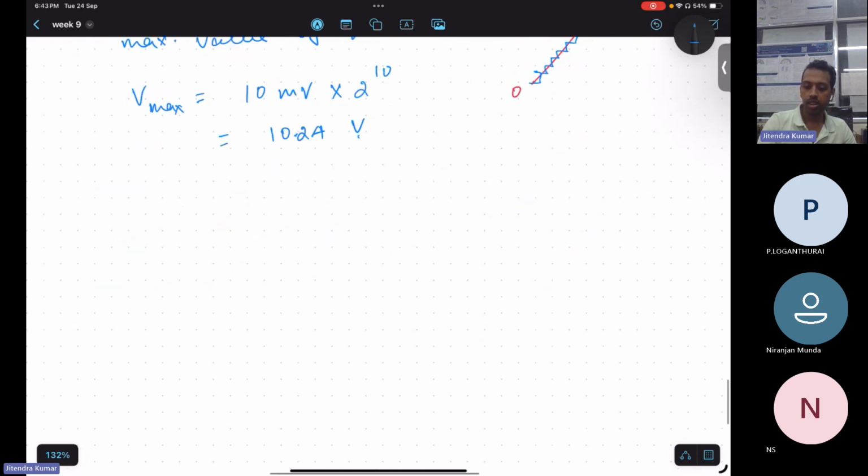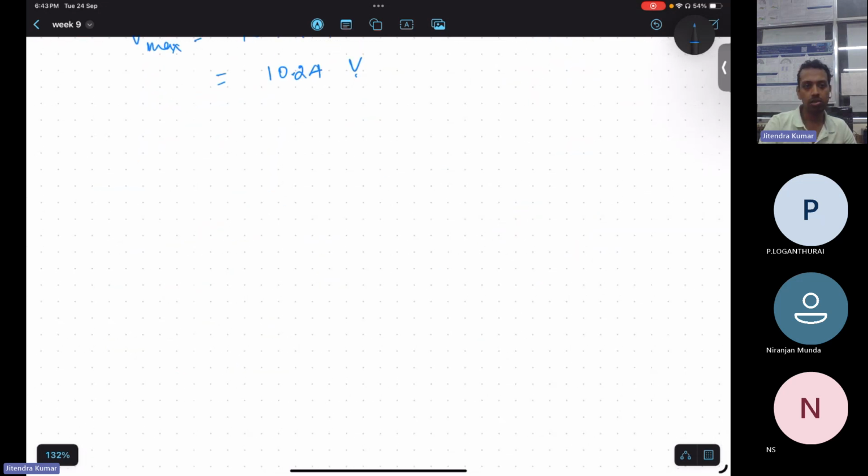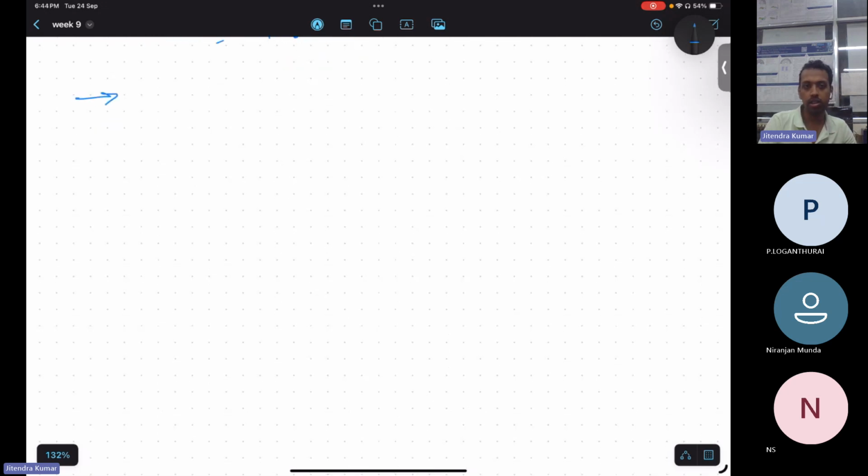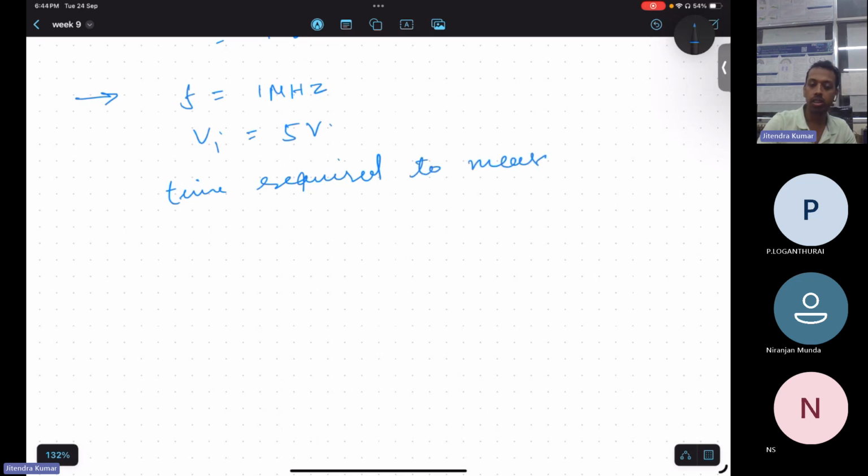Let us say this ADC, by last approach, we will see if we can get this. This time let us say the frequency is given as 1 megahertz, and the input voltage is 5 volt. This time you have to let me know how long we need to measure this voltage. So, the time required to measure this voltage.